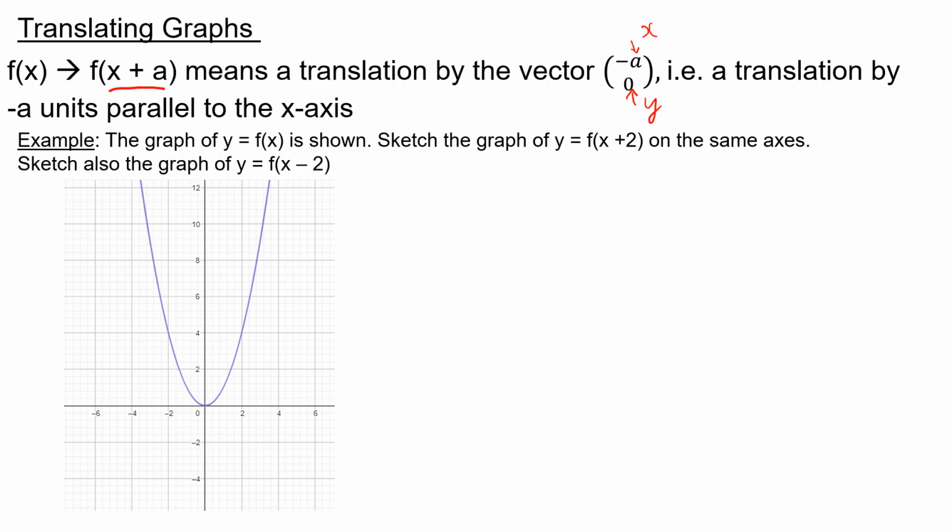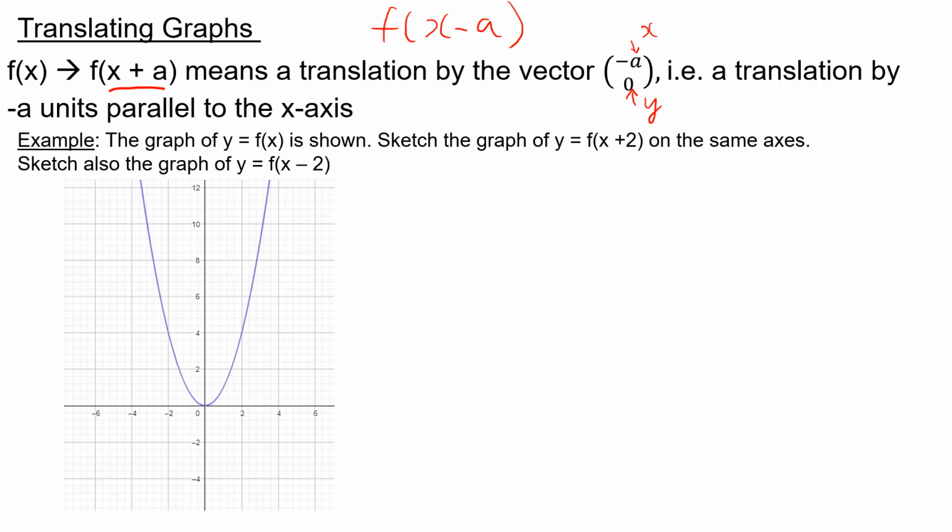So if I have f of x plus a, it will move the graph a units to the left, and similarly, if I have f of x minus a, it would move the graph a units to the right. Again, we're not changing the shape of the graph, we're just moving it.